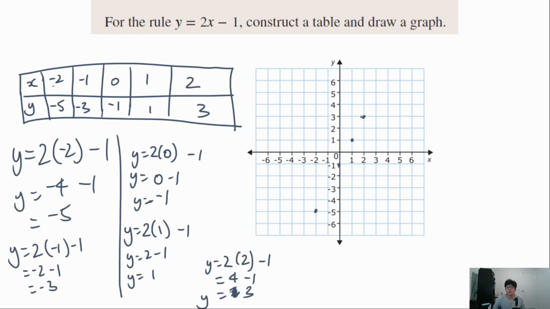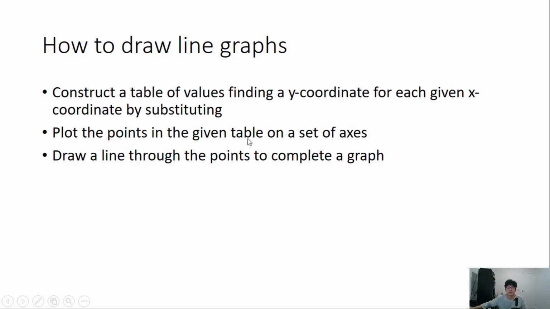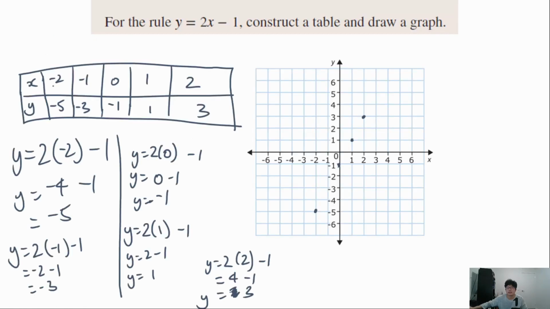That's up here. So that was step 2. I forgot to say that before. That was step 2 here. Plot the points in the given table on a set of axes, and that is our set of axes there.